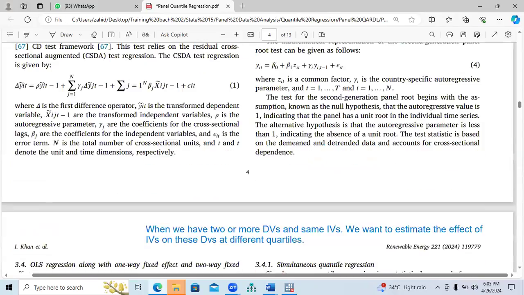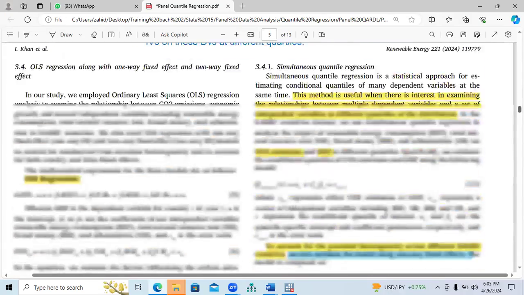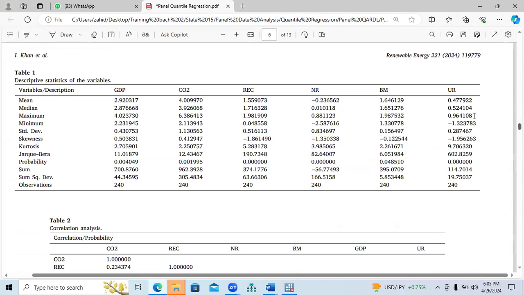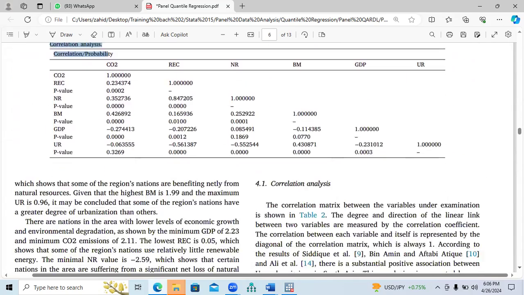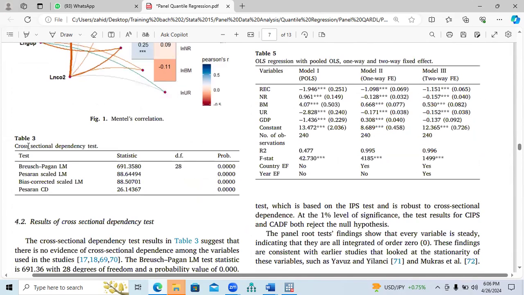The procedure is that first of all, you need to find out the descriptive statistics like this. This is the first thing that you need to provide with your panel data estimates. The second thing, they have provided the correlation analysis, so you need to provide the correlation analysis too. Then they have also provided the cross-sectional dependency test using Breusch-Pagan LM, Pesaran scaled LM, and bias-corrected scaled LM, Pesaran CD. There are different tests that you can apply here, but all of these are indicating cross-sectional dependencies in this model.